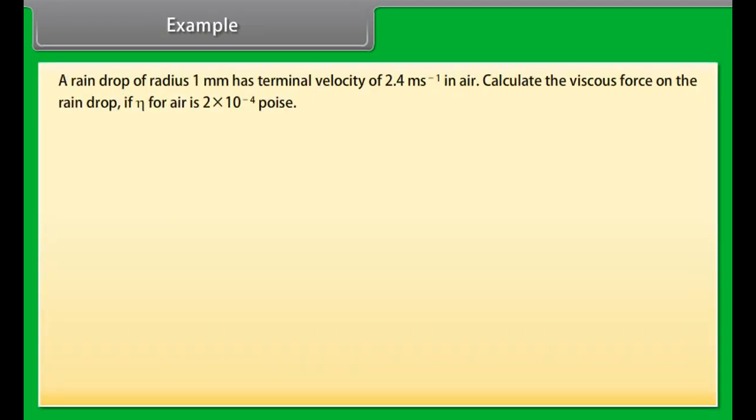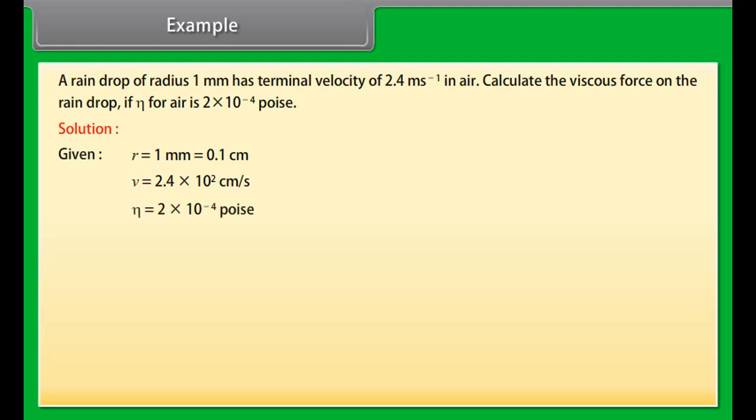Example. Let's take an example on Stokes' law. A raindrop of radius 1 millimeter has a terminal velocity of 2.4 meters per second in air. Calculate the viscous force on the raindrop, if η for air is 2 × 10^−4 poise. Let's see the solution. Given values are r = 1 millimeter, which can be written as 0.1 centimeter, v = 2.4 × 10^2 centimeters per second, and η = 2 × 10^−4 poise.